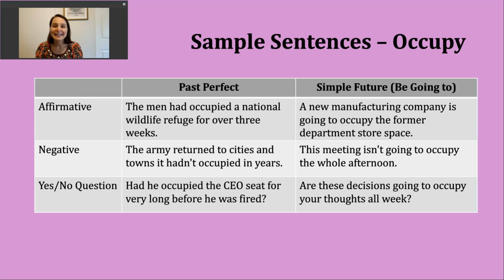Finally, let's look at making a yes or no question in the simple future. We want to start with a form of be, then we'll have our subject, and then we'll use going to and our base verb. Let's look at our example. Are these decisions going to occupy your thoughts all week? So again, kind of taking up space in one's mind.